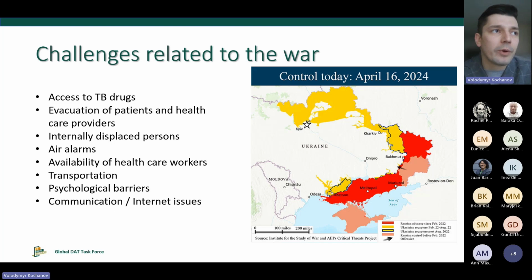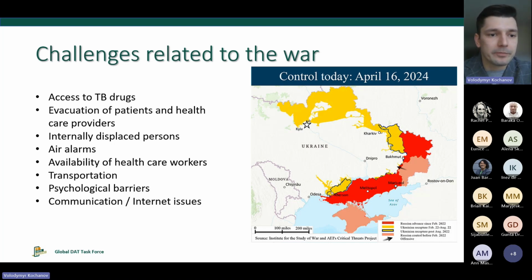And of course, right now, when we talk about Ukraine, I should mention the challenges related to the war, which the full-scale war started in February of 2022. We faced so many challenges in terms of the access to TB drugs. Patients and healthcare providers were evacuating because everyone cared about their lives at that moment.